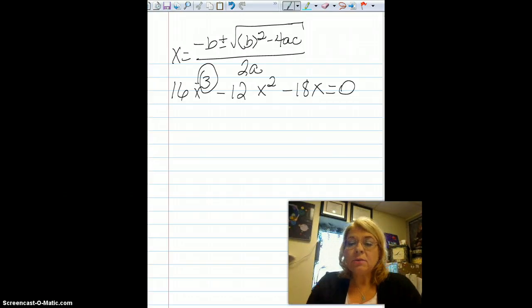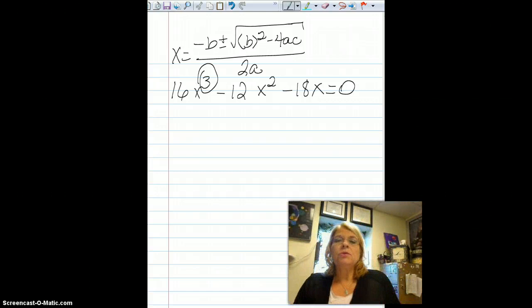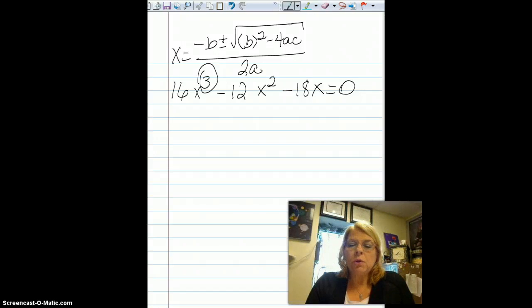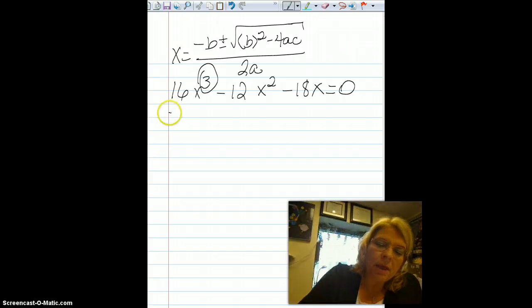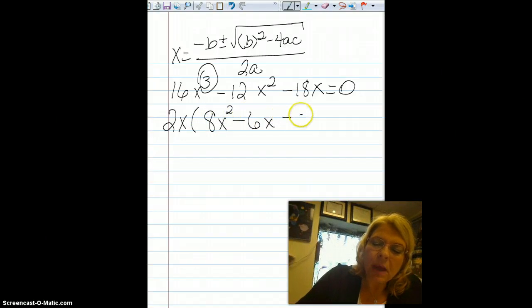Now, in the first section of this chapter, we learned to look at these things and factor out the greatest common factor. The greatest common factor in this problem is 2x. So I get 8x squared minus 6x minus 9 equals 0.